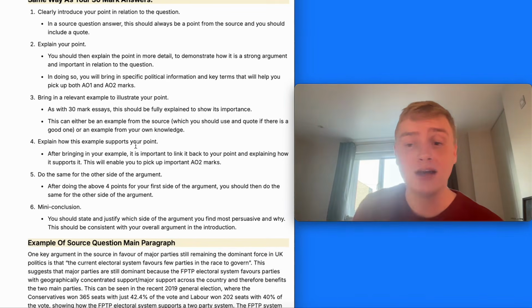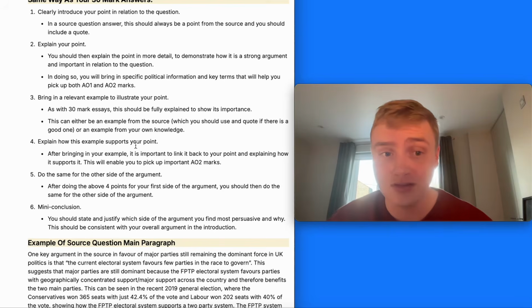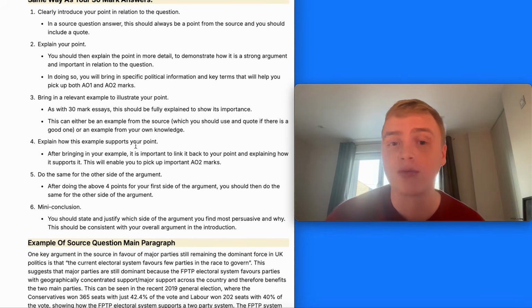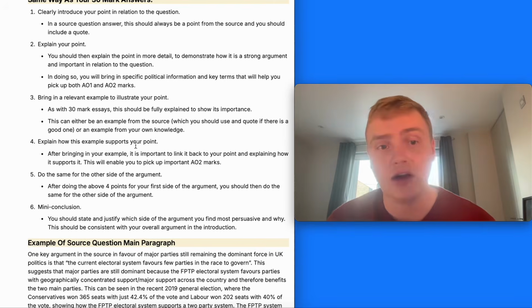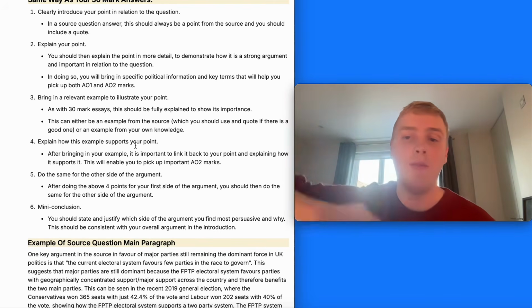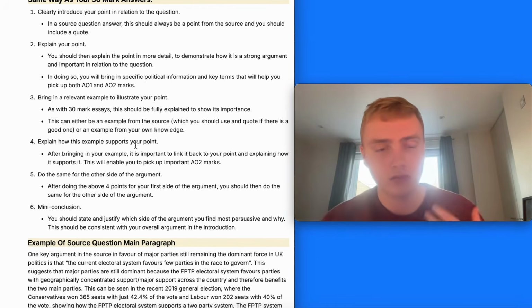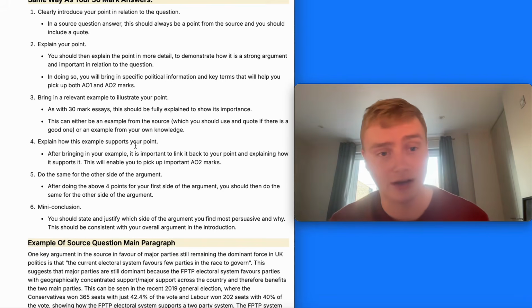What you should then do, exactly the same as the 30-mark essay, is bring in a relevant example to illustrate your point. So this should be fully explained to show its importance, and this can be either an example from the source. So if there is a good one in the source that directly supports the point, you should use the one from the source, quote it and explain it fully. Or if there isn't one, that's fine, you can use an example from your own knowledge. And then again, you link that example back to the point, just as we do with the 30-mark essays, and that'll make sure that you pick up important analysis marks.